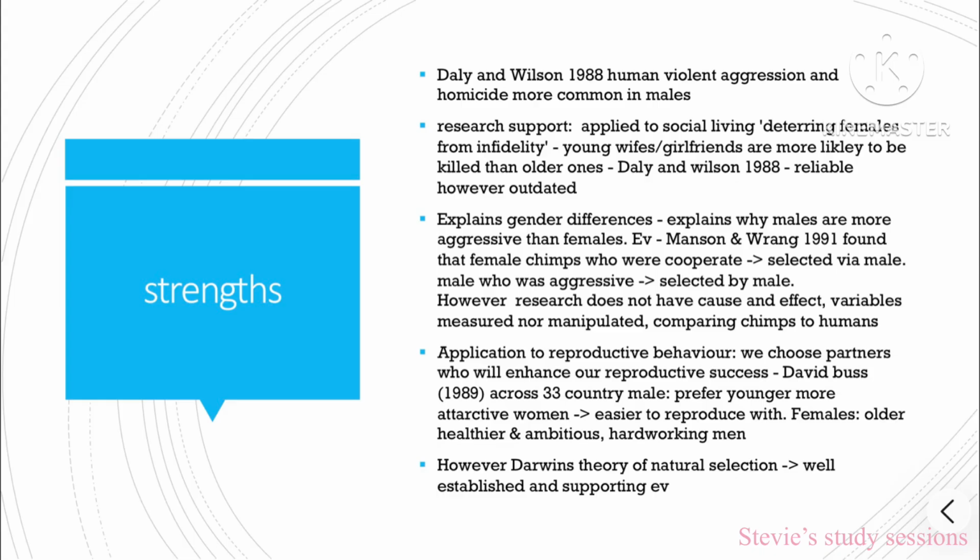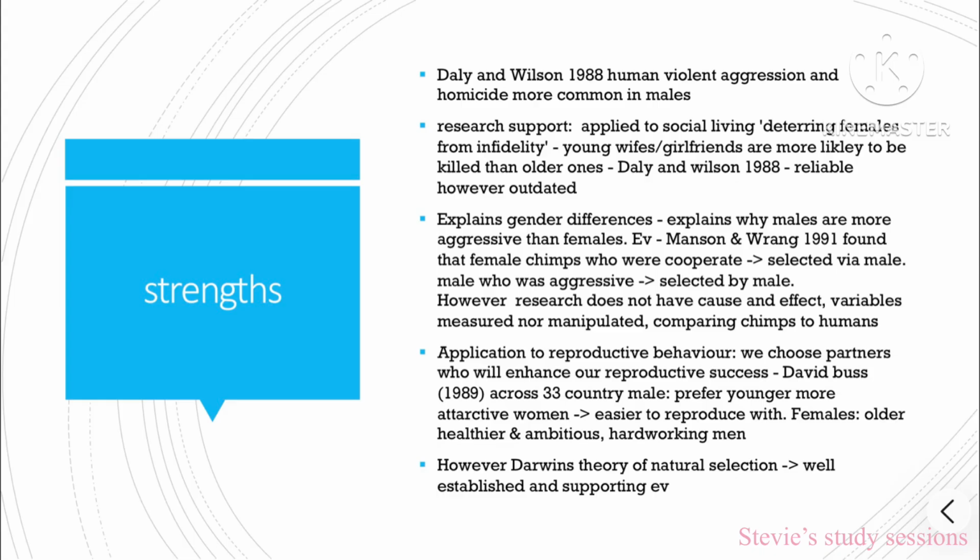There's evidence from Manson and Raine, 1991, who found that female chimps who were cooperative were selected by males, and male chimps who were aggressive were selected by females. However, the research does not show cause and effect, variables were not measured nor manipulated, and you're comparing chimps to humans. The application to reproductive behaviour: we choose partners who will enhance our reproductive success.